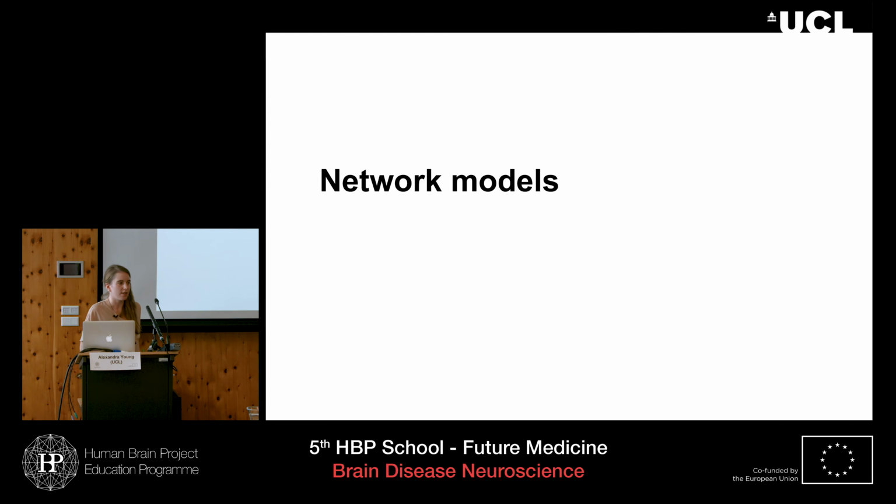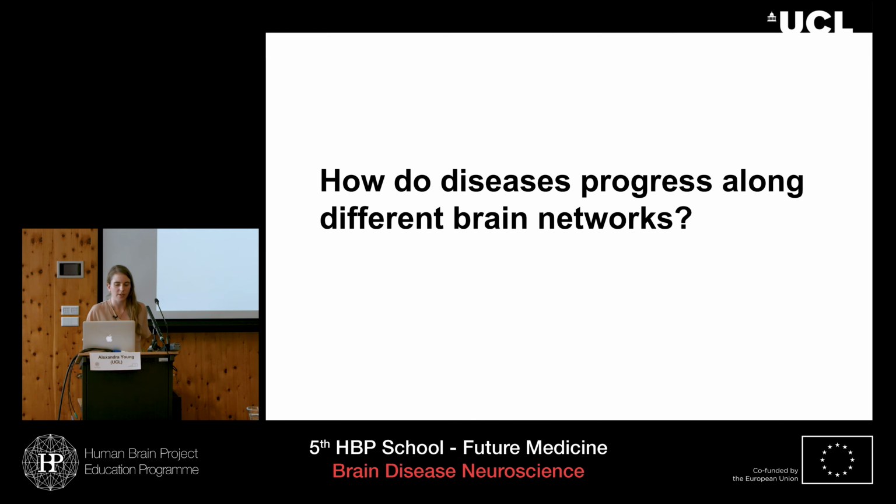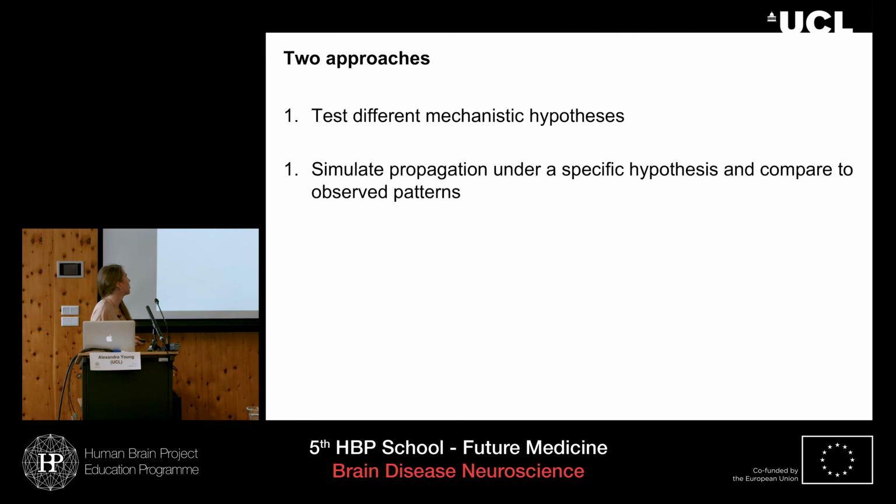So the final thing I'm going to talk about is network models. So these are at the level of brain networks estimated in healthy controls, and looking at how disease propagates along these networks. So they ask the question, how do diseases progress along different brain networks? Broadly speaking, there are two approaches that network models have taken. The first is testing different mechanistic hypotheses. And the second is looking at a specific hypothesis and then simulating the propagation and comparing the predicted propagation patterns to the actual observed propagation patterns.